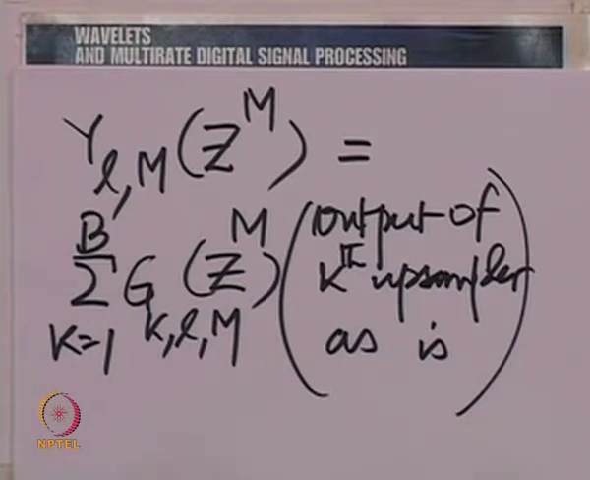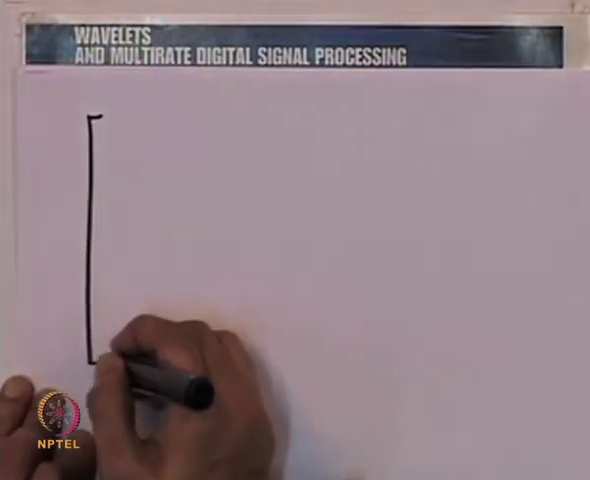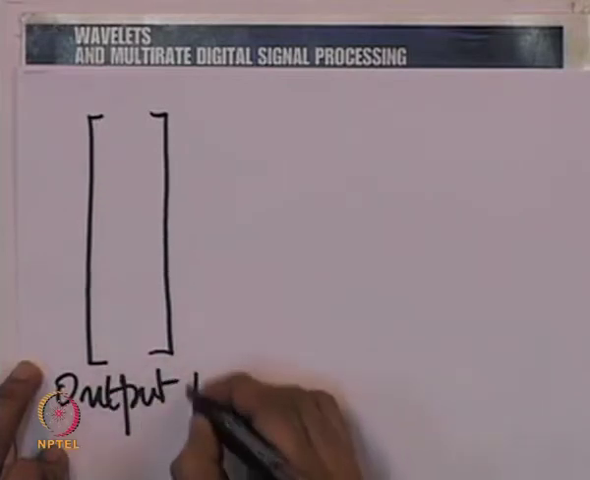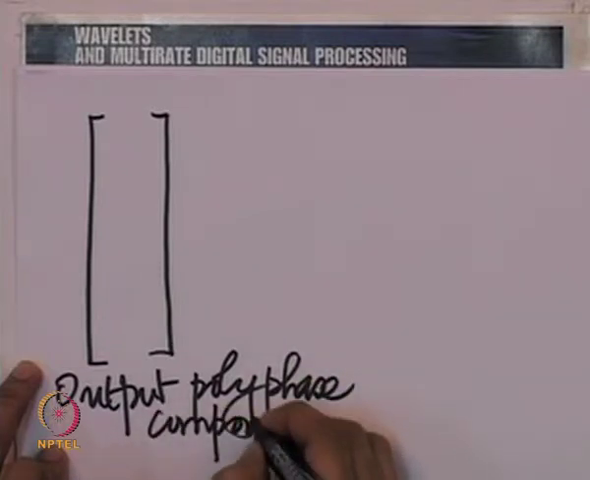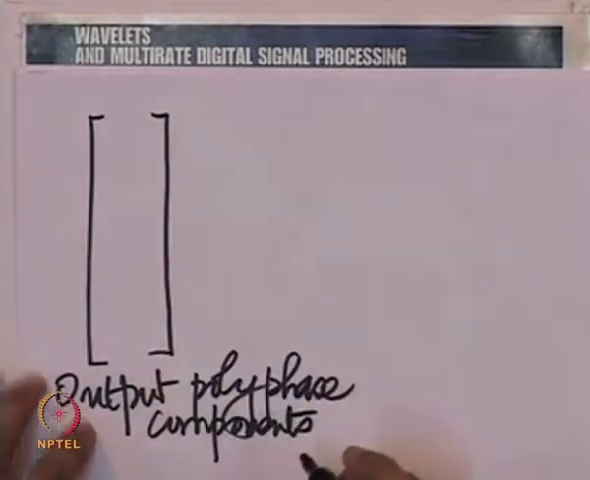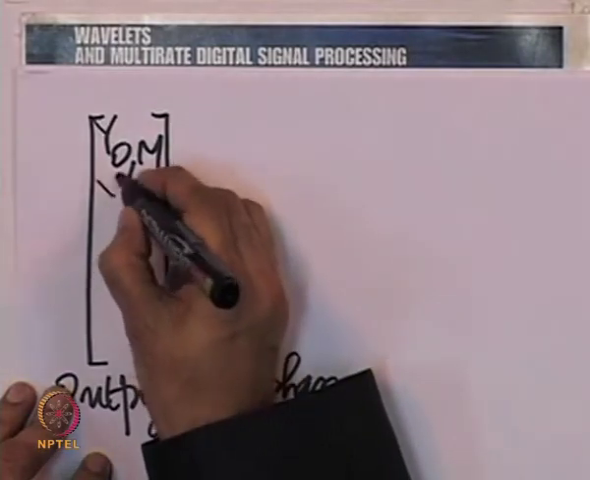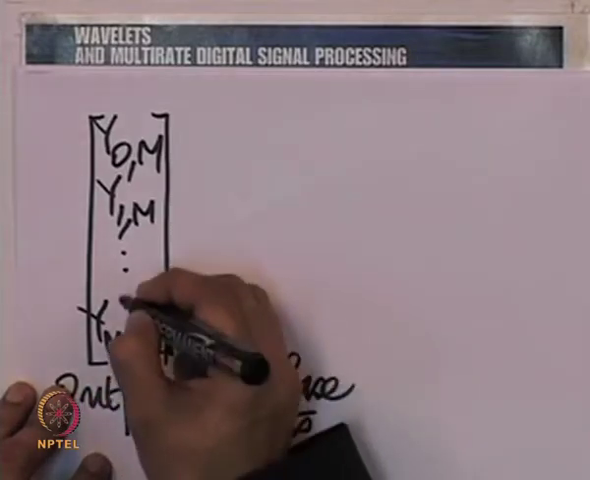So, now we could write down a vector of output polyphase components and input polyphase components and relate them. We could construct a vector of output polyphase components here, y 0 m, y 1 m and so on up to y m minus 1 m.